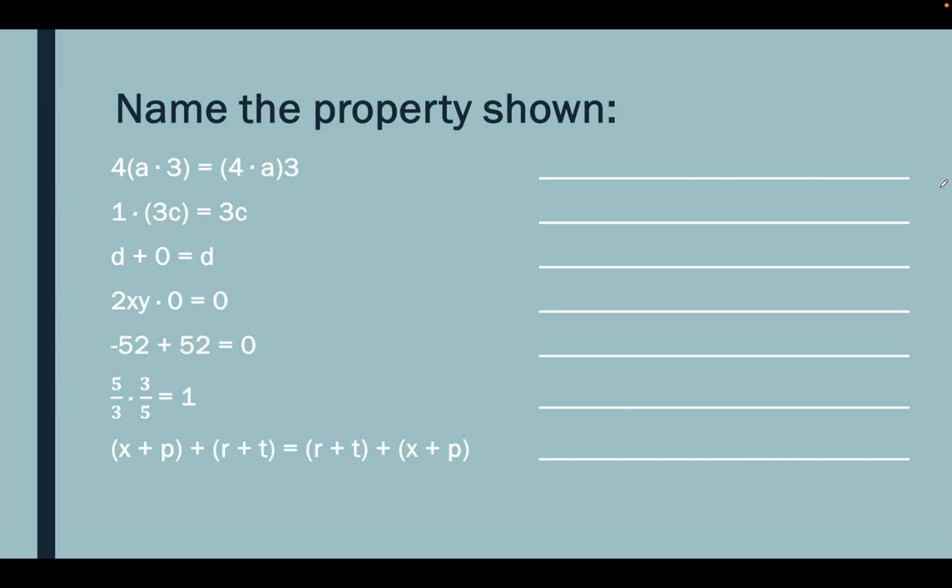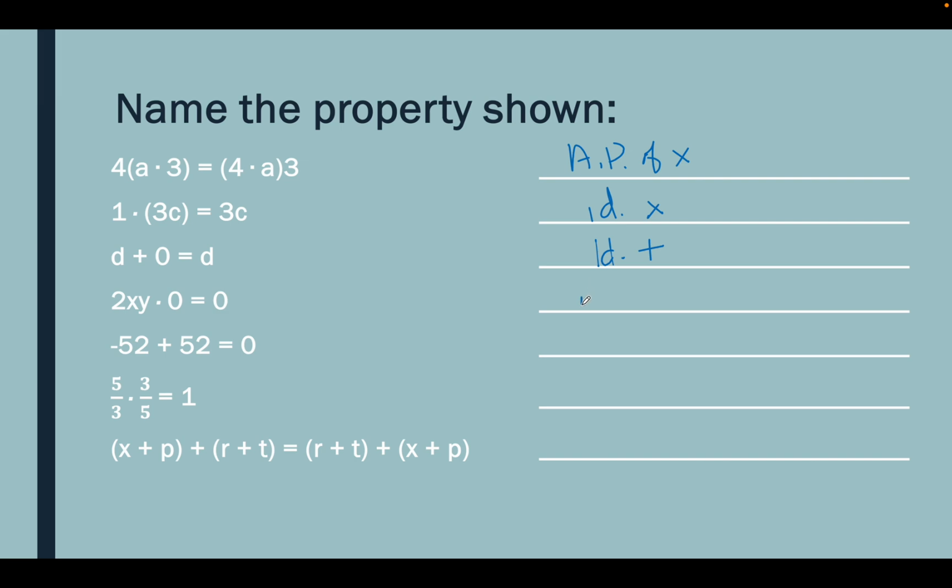Pause the video and take a moment to see if you can identify which property is being shown. The first one is the associative property of multiplication, because we are not changing the order but changing the grouping. The second one is the identity property of multiplication. The third one is the identity property of addition.